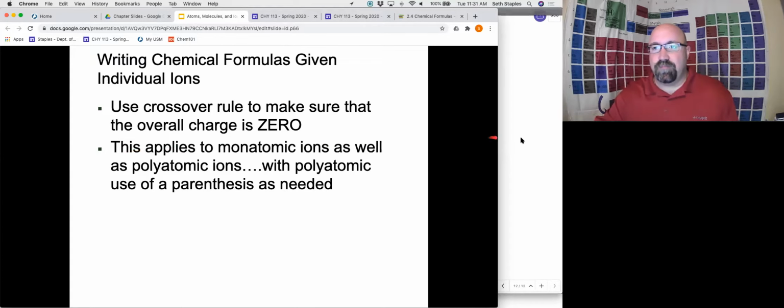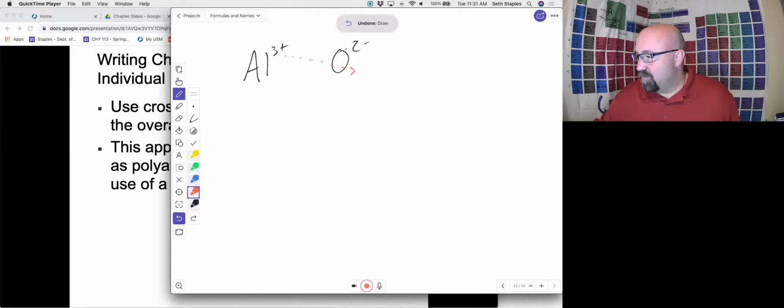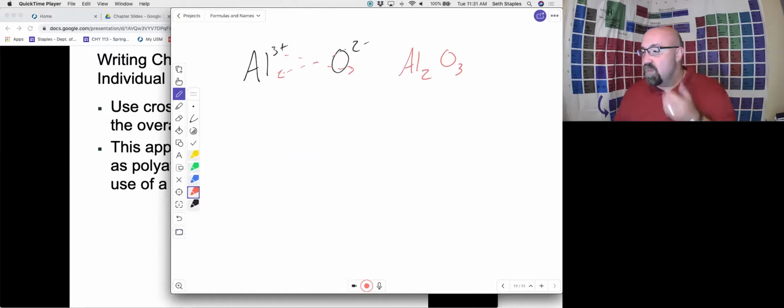The charge on 1 can become the subscript on the other. So Al2O3. This will always work.